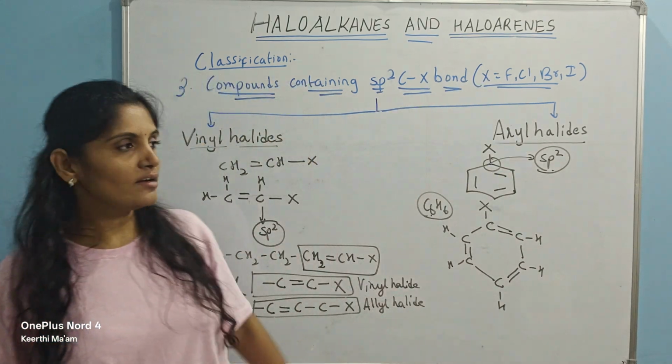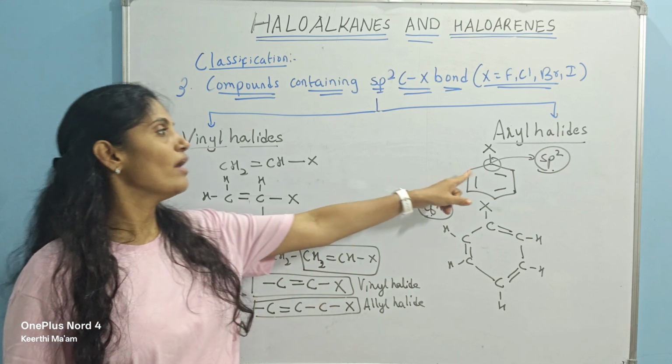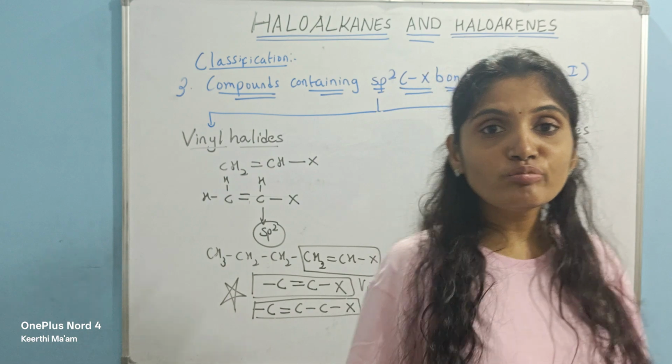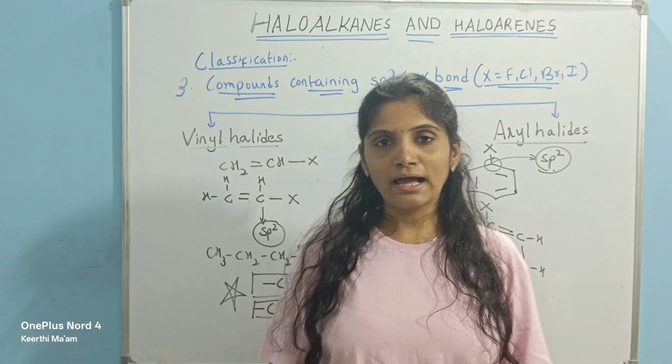So in the aryl halides, the carbon holding halogen will have which hybridization? It will have your sp2 hybridization. So what are the compounds containing an sp2 carbon-halogen bond? They are your vinyl halides and your aryl halides.